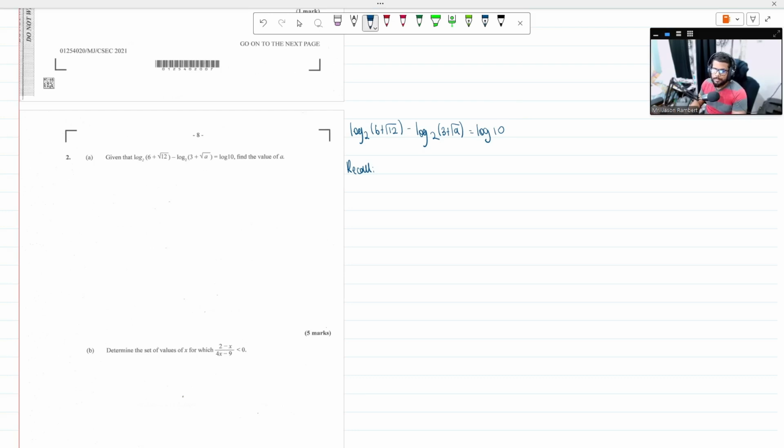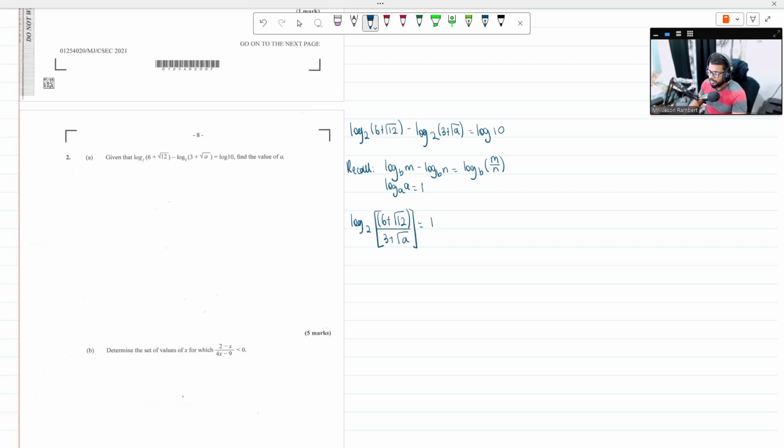So I see now a subtraction of 2 separate logs. If I recall, log of m to base b minus log of n to base b is equal to log of m over n to base b. Also, log of a to base a is equal to 1. So now we're going to have log of 6 plus root 12 divided by 3 plus root a, to base 2, is equal to 1.